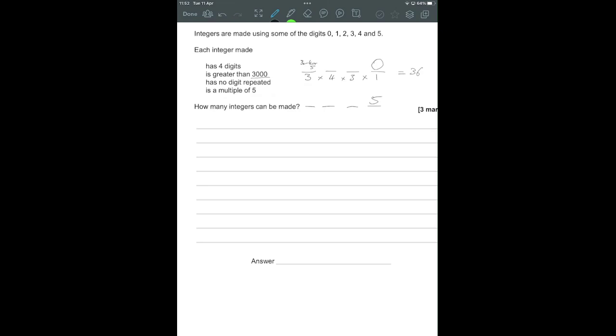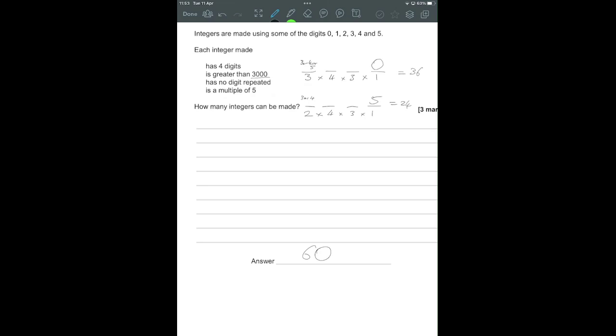If there's a 5 on the end, our calculation has to be slightly different because there's only 3 or 4 as an option for slot 1. So that means there are only 2 choices for slot 1, but I still have 4 choices here and 3 choices here, and the 5 at the end was fixed. 2 times 4 times 3 means there are 24 ways to make a number ending in 5 bigger than 3000. So therefore, there are 60 ways in total in those 2 choices. A little bit of restriction there.